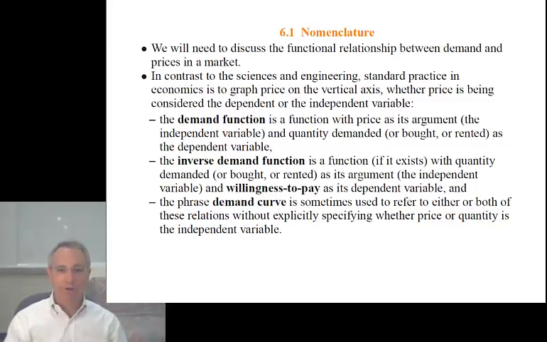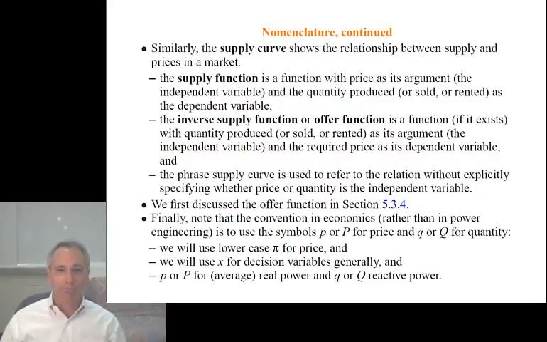The inverse demand function is a function. It may not exist, but if it exists, it has quantity demanded as its argument, in other words, as the independent variable, and willingness to pay as its dependent variable. The phrase demand curve is used to refer to either or both of these relations without being explicit about whether price or quantity is the independent variable. So whereas in engineering we tend to graph the independent variable on the horizontal axis, in economics we plot price on the vertical axis, irrespective of whether we're thinking of it as the independent or dependent variable.